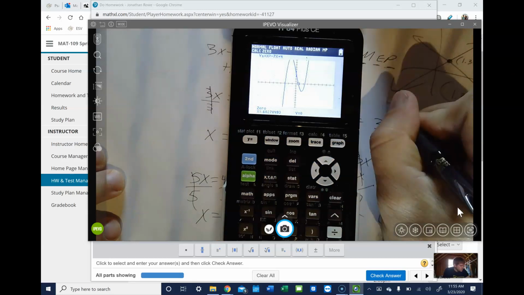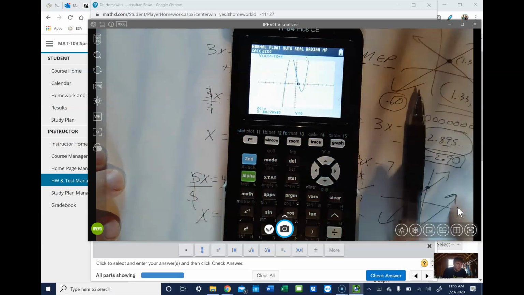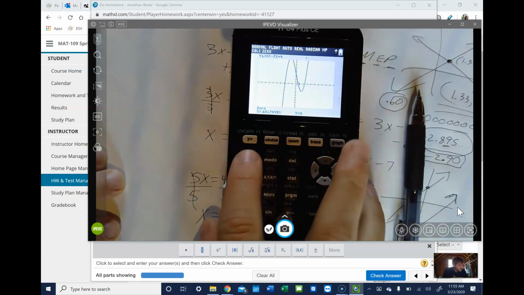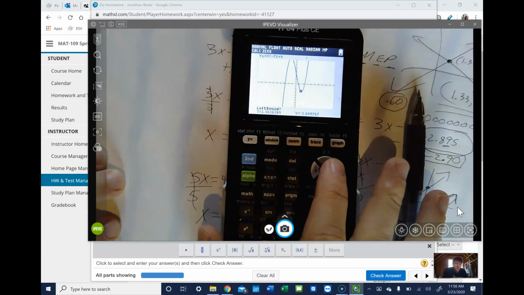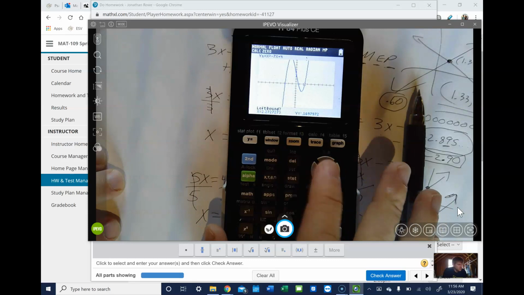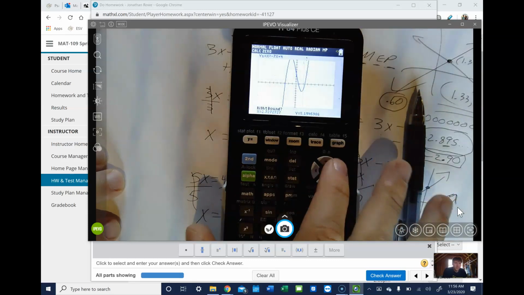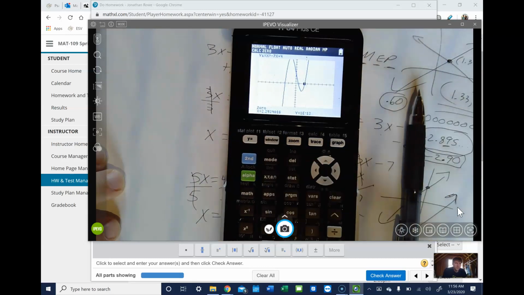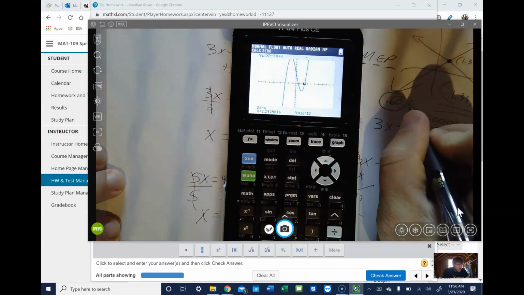All right, 0.60. I'm going to go ahead and find my other one before I click over to the other page. So let me do it one more time. Second calc, 0. So I'm trying to find this one now. So I click to the left a little bit. So I'm to the left of it, enter, right bound. I'm going to go to the right of it, enter. Guess I'm going to just go a little bit closer to it, hit enter. And it tells me 2.292, so that's going to be 2.29.